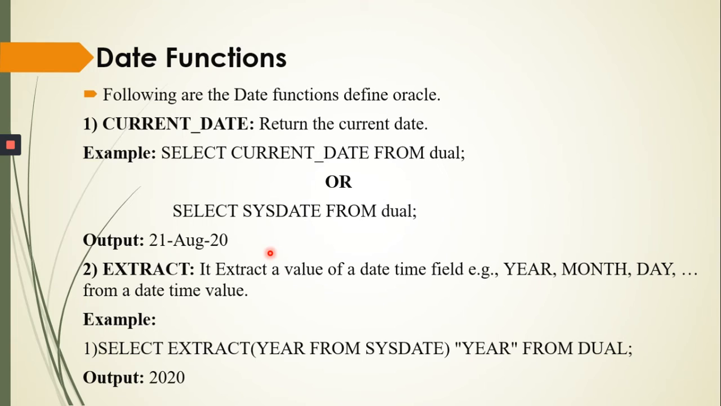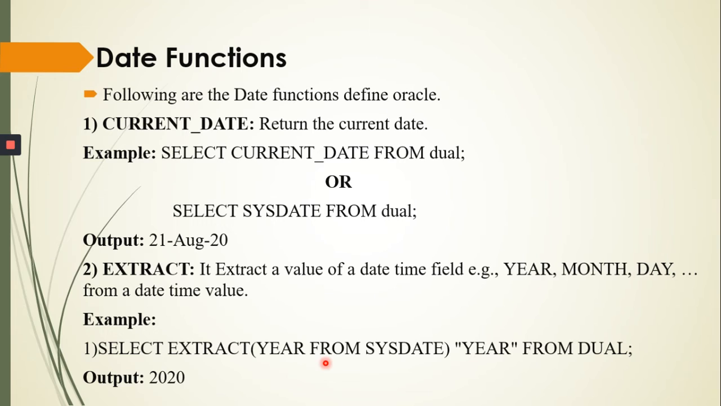Next is extract. It extracts a value of a date and time from the field, for example, year, month and day from a date time value. Your date is a collection of year, month and day. So from the current date it will extract the date, month and year. To see the example, select extract. What do we have to extract? The year. So write year from the system date.